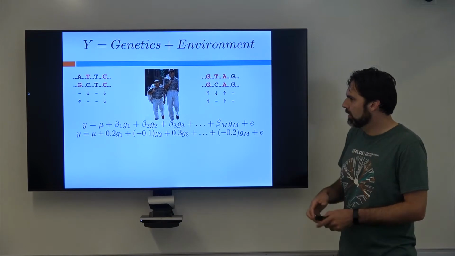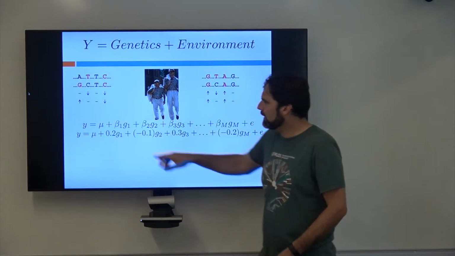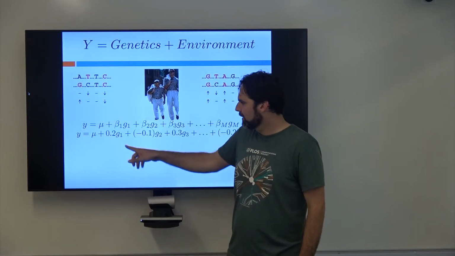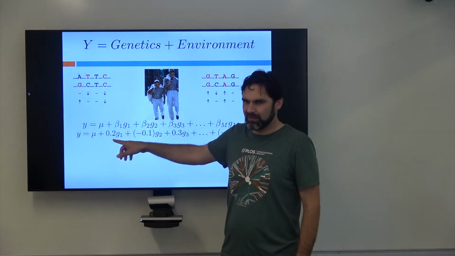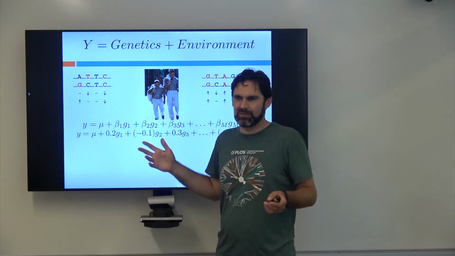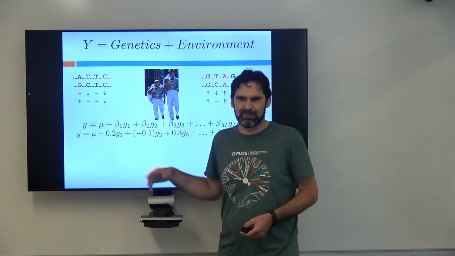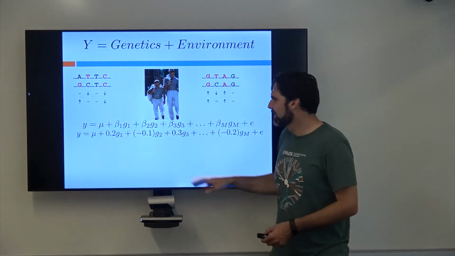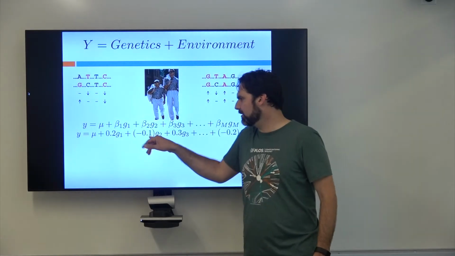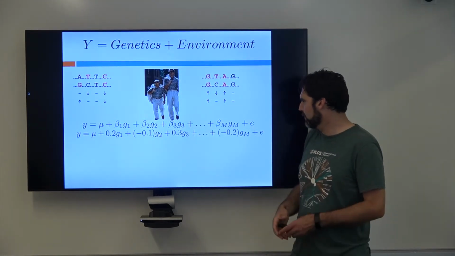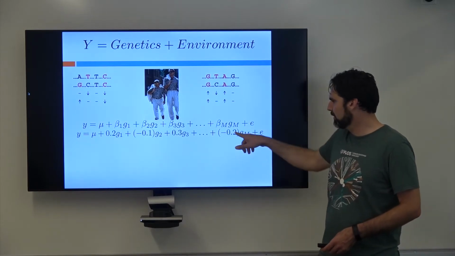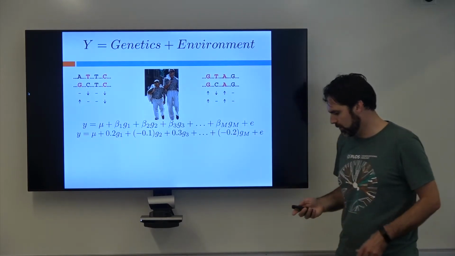So if we want to fill those in, we could say, hey, this first SNP up here, if you have it, its effect is 0.2. So it'll increase your height by 0.2, say, inches, whatever units are up here. The second SNP, if you have it, will decrease your height by 0.1. The third SNP increases by 0.3. The M SNP decreases by 0.2.